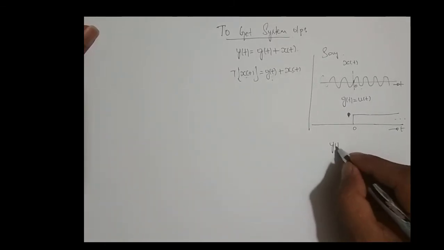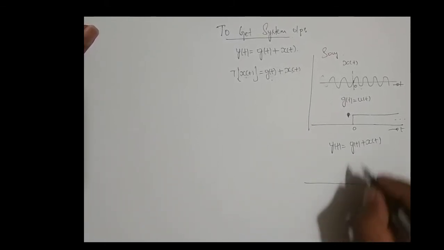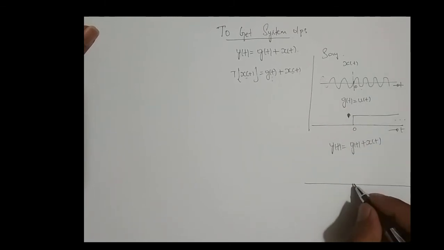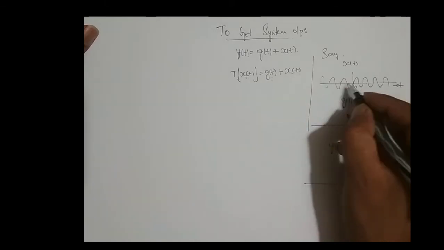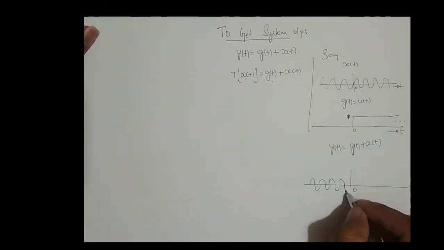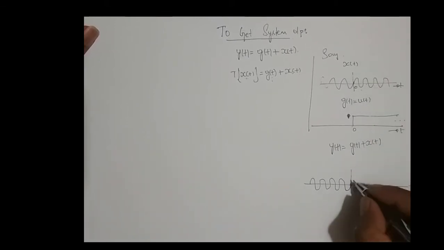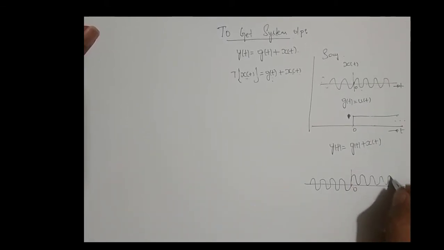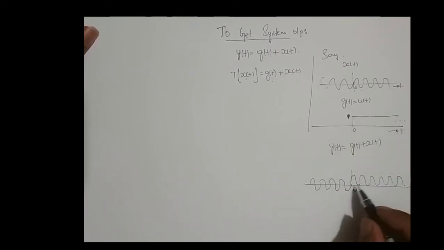Now what is the system output? y of t is equal to g of t plus x of t, right? So what happens if I add these two signals? 0 plus this signal, I get this signal as it is, and 1 plus this signal, the signal shifts up, right? So it's like this. The negative time side signal remains as it is, whereas the positive time side is DC shifted by 1 volt.